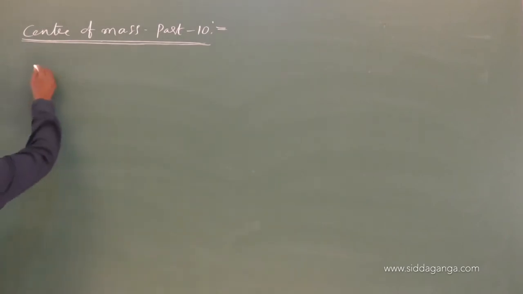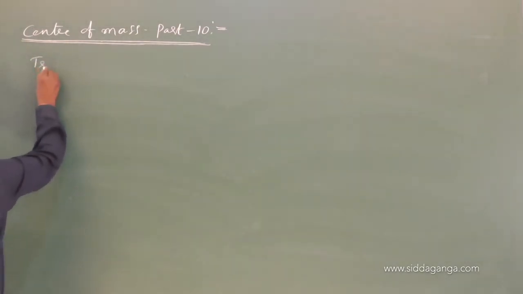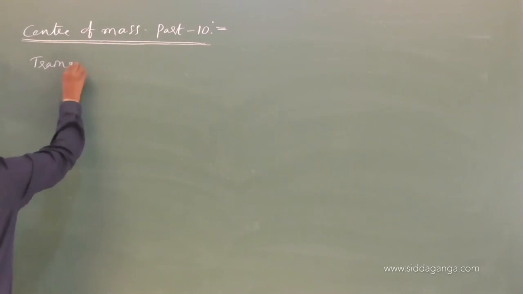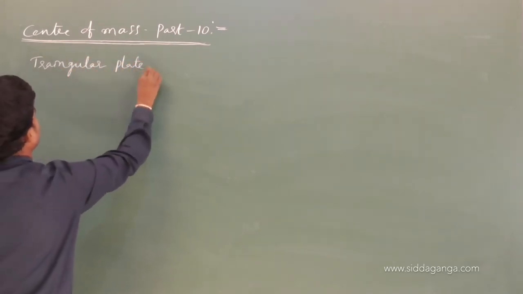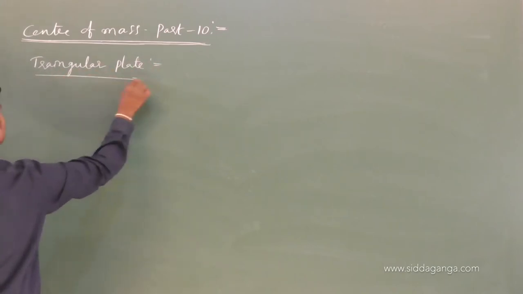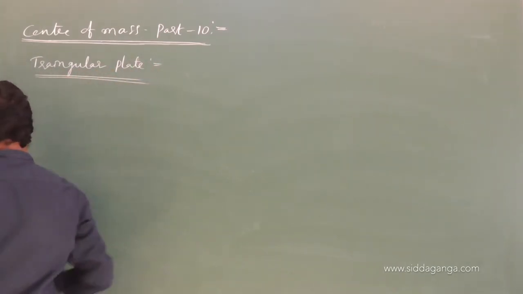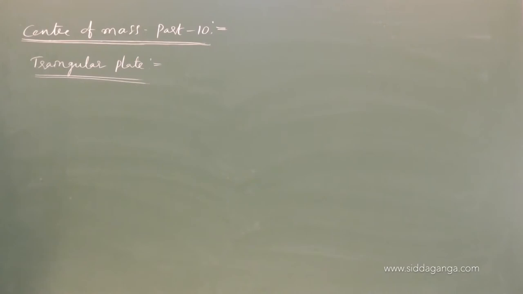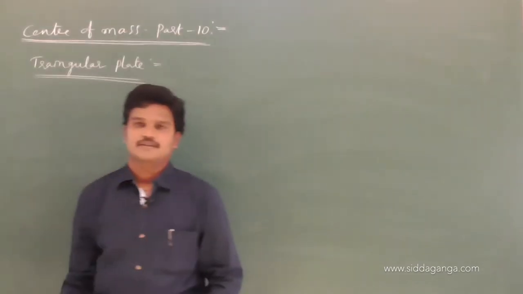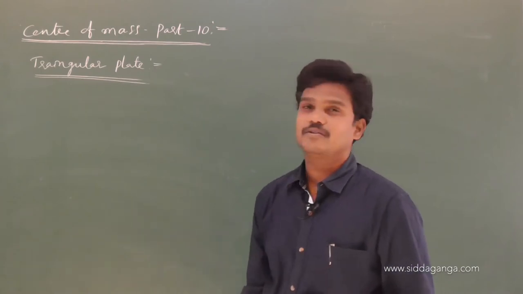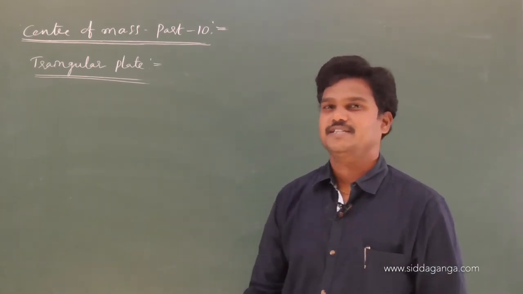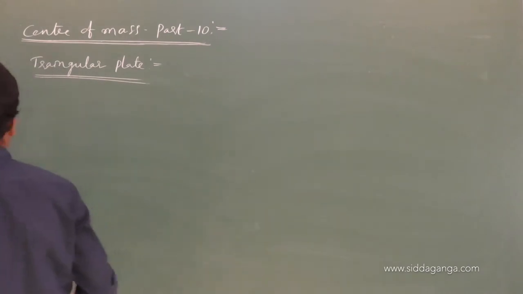Write down triangular plate. Let us find the center of mass of a triangular plate. This is almost equal to the hollow cone. Now let me find the center of mass of a triangular plate whose height is given. Let me draw the diagram here.